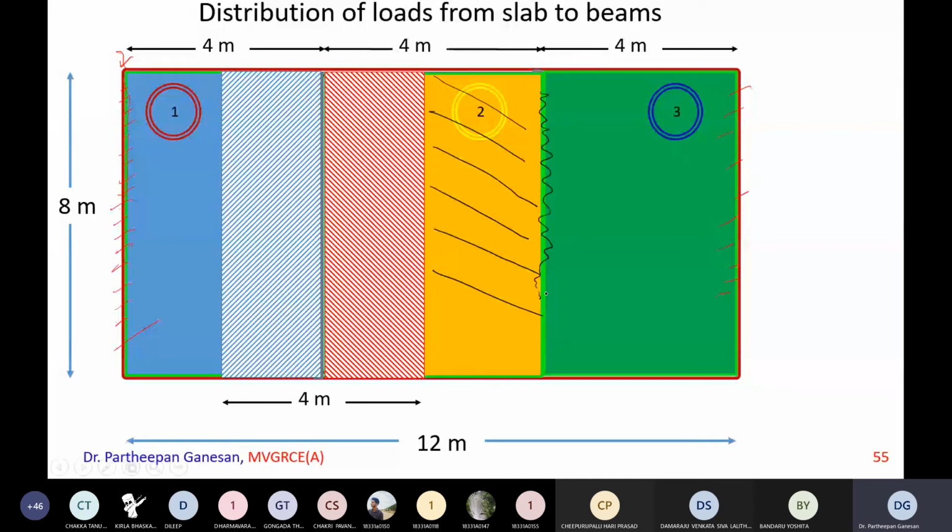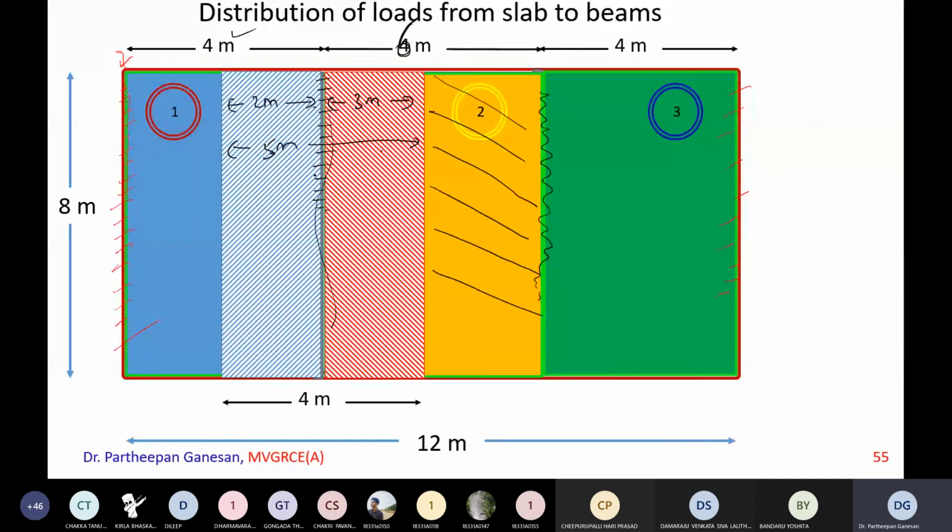Is that clear? Is there any doubt in this one? Anybody? If you have any doubt, please tell me. Suppose, let us say this is 6 meter. So 3 meter of load will be transferred to this beam. This is, let us say, 4 meter. So 2 meter of load will be transferred to this beam. So the total will become 5 meters. The 5 meter length of slab load will be transferred to this intermediate beam. Is that clear? Anybody have any doubt?